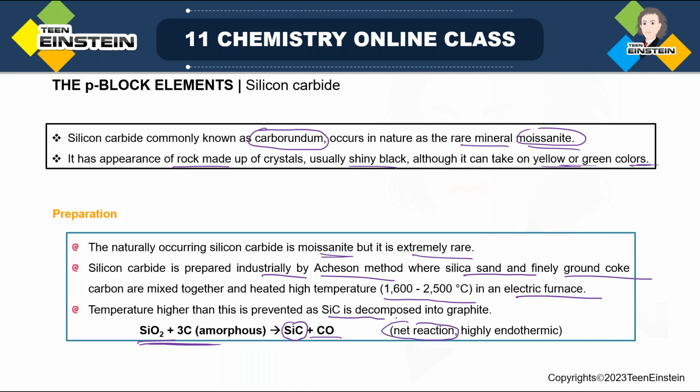When SiC is decomposed, it is decomposed to the elemental state, that is carbon, which is graphite, and silicon. So if you heat SiC at greater than 2500 degrees centigrade, we get the elements silicon and carbon. Fine, but that is at very high temperature that we have to avoid. So this temperature we should maintain during the preparation of SiC, silicon carbide, and the method is known as the Acheson method.